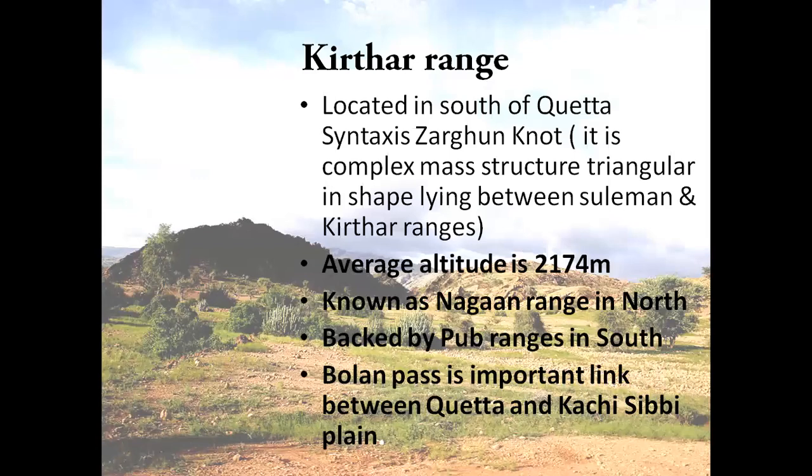Next one is Kirthar Range. It is located in south of Quetta. Syntaxis Zarhun knot. Now, what is Syntaxis Zarhun knot? It is complex mass structure, triangular in shape, lying between Suleiman and Kirthar ranges. So, Kirthar range is located in the south of Quetta. Syntaxis Zarhun knot. Now, its average altitude is 2,174 meters, known as Nagan Range in north. The local name of this Kirthar range in northern areas is Nagan Range, and it is backed by Pub ranges in south. Bolan Pass is important link between Quetta and Kachi Sibbi Plain.